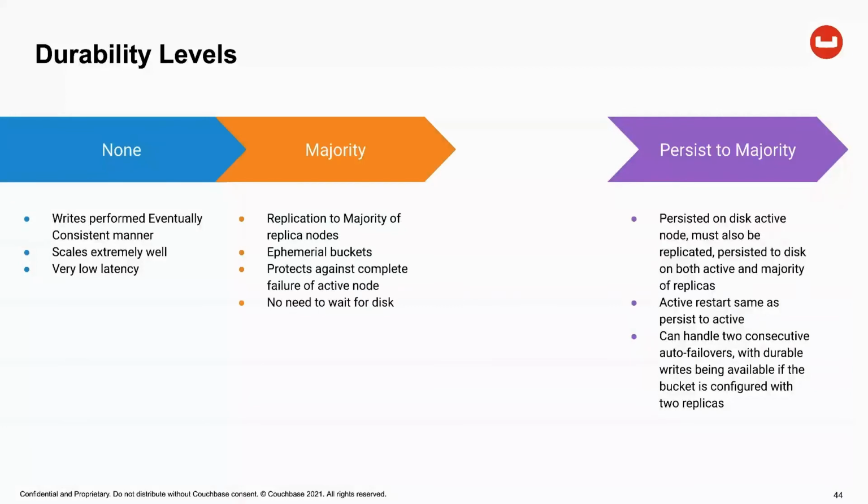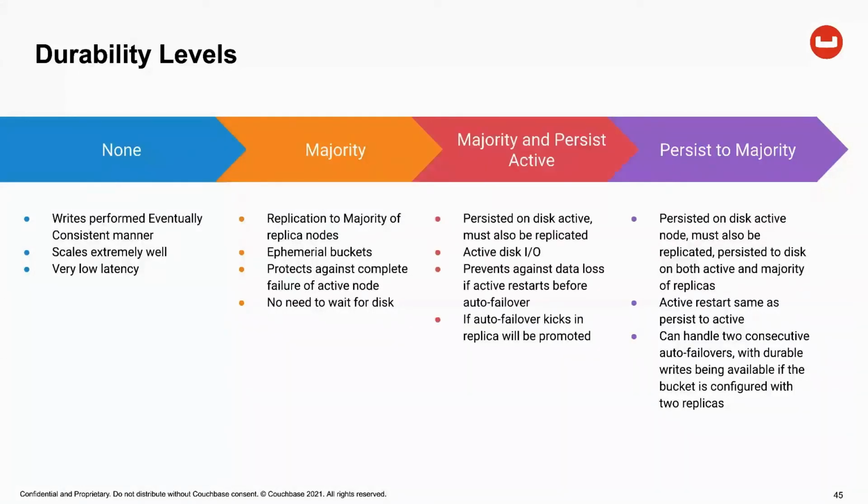Majority. This ensures that the document is replicated to a majority of replica nodes in memory, allowing the client to know that a document has been replicated in the case the active fails and has to be failed over. This can be thought as in-memory durability and is the only durability level on offer to ephemeral buckets.